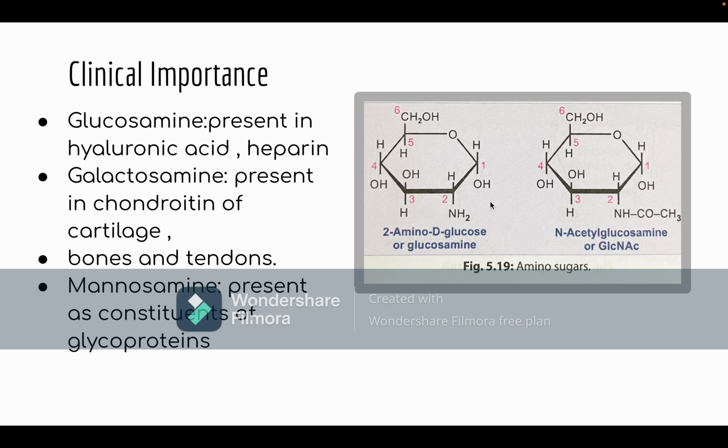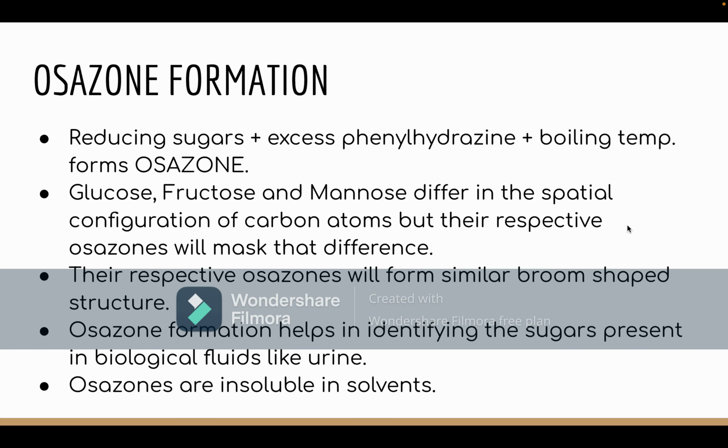So this is the glucose having an amino group in the second carbon. Glucose is actually a hexose, so glucosamine will have an amino group in the second carbon, and this is N-acetyl glucosamine, in which the amino group is acetylated, that is, it reacts with acetic acid.